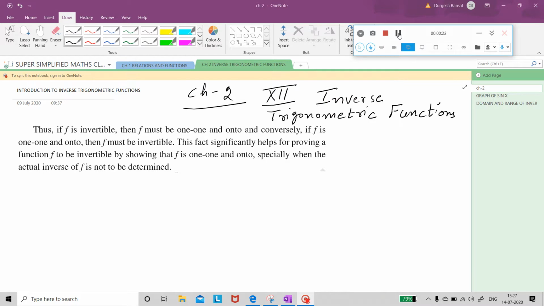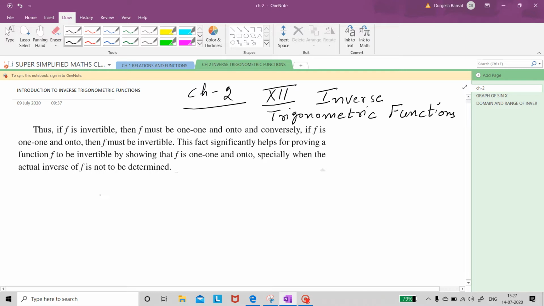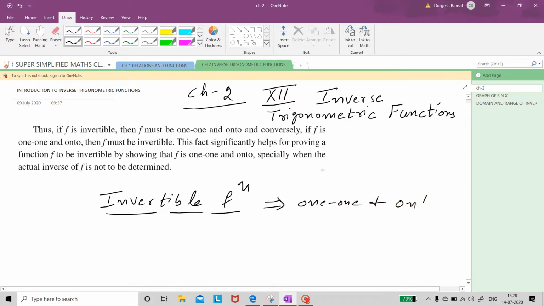Now to move further about the inverse functions, we should be very clear about our concepts of invertible functions. What are invertible functions? Invertible function means any such function whose inverse exists. So now what is the condition for a function to be invertible? The condition for a function to be invertible is that a function should be 1-1 and onto both. And on the other hand, if a function is 1-1 and onto both, then it is invertible.